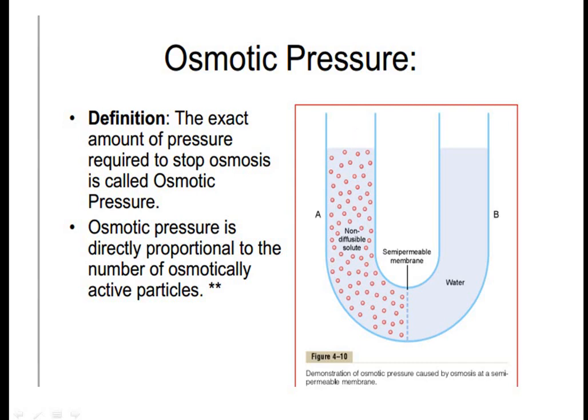But if we don't want this to rise, what we have to do is to apply a pressure over here at the top surface. And if we apply a pressure that is exactly required to stop the osmosis from occurring, this pressure would be called the osmotic pressure. The exact pressure required to stop the osmosis is called the osmotic pressure.